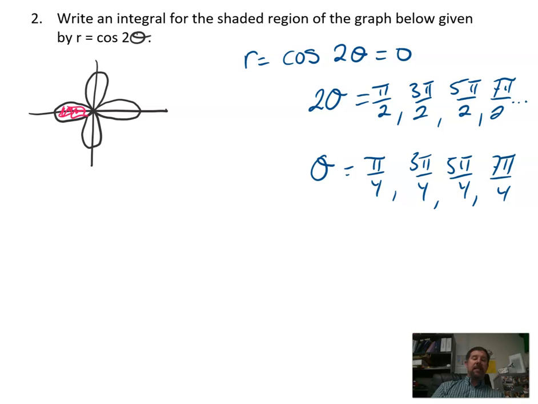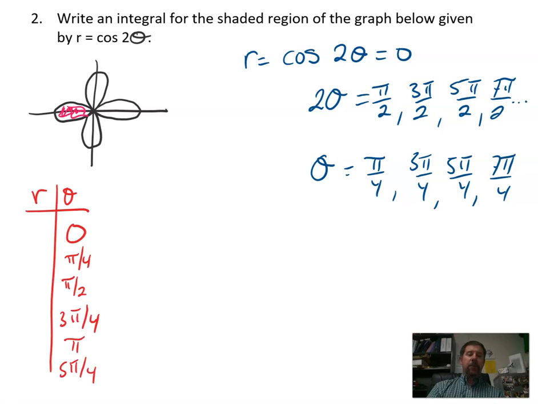All right, so now I'm going to set up my table. Again, I would use the thetas 0, pi over 4, pi over 2, 3 pi over 4, pi, 5 pi over 4, 3 pi over 2, and so on, right? But I think these are all the ones we're going to need for this picture right here.